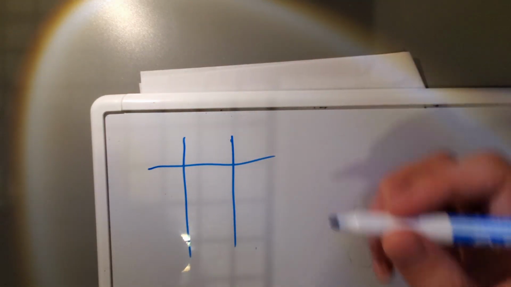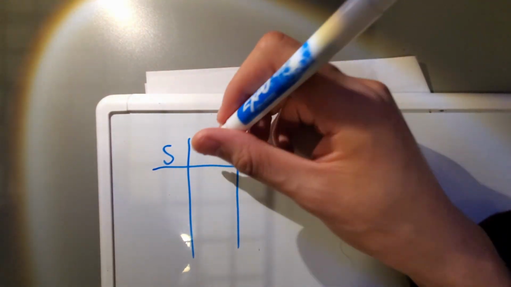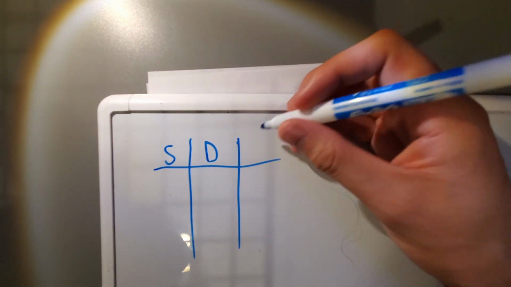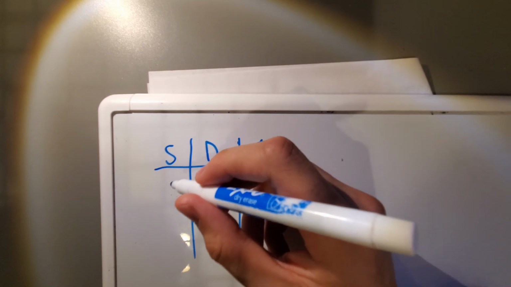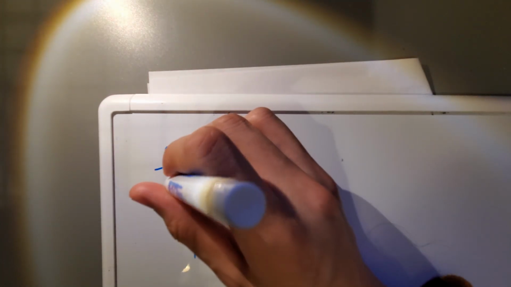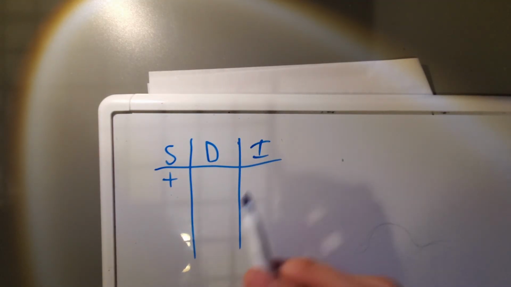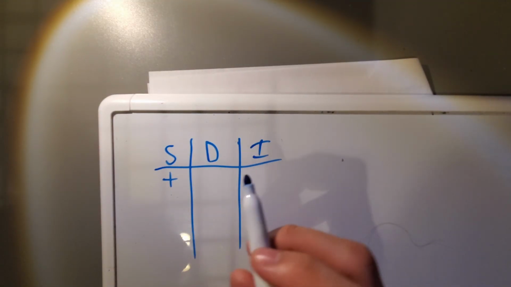integration. So the first thing we're gonna start with is we're gonna make a table with 3 columns. One for your signs, so S, one for your derivatives, so D, and then one for your integrals, I. And for signs, that's just plus or minus. And we're going to go down one by one, so we're going to start with plus. Every time you do this method, you want to start with plus.